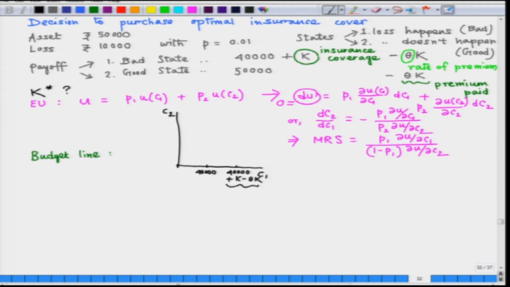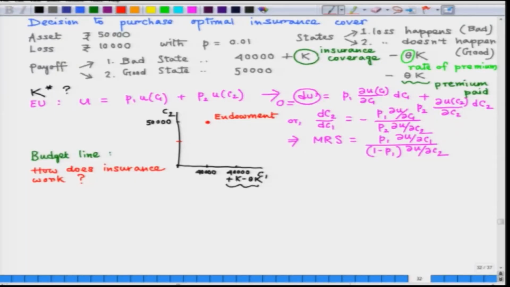Now, in the good state, $50,000 would be the asset value. A point which has coordinates of rupees 40,000 and 50,000 is basically the endowment point for our consumer. So, how does insurance work? So, the consumer has to substitute consumption in good state for consumption in bad state. So, that is why the consumer is paying some amount of money to the insurance company to protect himself from the expected loss.